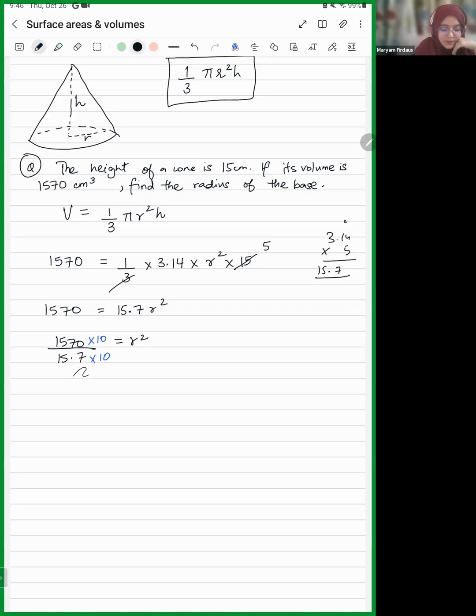So this will become 15700 by 157. So when you cancel these two, what do you get? 100. So 100 is equal to r square. So that means r is equal to 10. 10 what? 10 centimeters. Exactly.